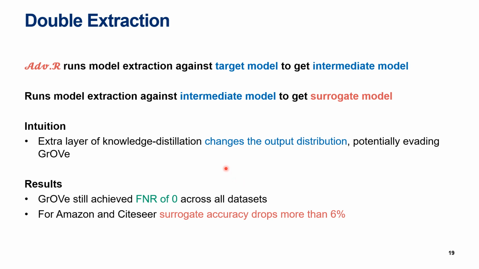However, when we ran the experiment with double extraction, we found that GroVE still achieved a false negative rate of 0 across all datasets. In fact, for the Amazon and CiteSeer datasets, the surrogate accuracy dropped by more than 6%. So not only is this a less potent attack, but it is also still effectively caught by GroVE.